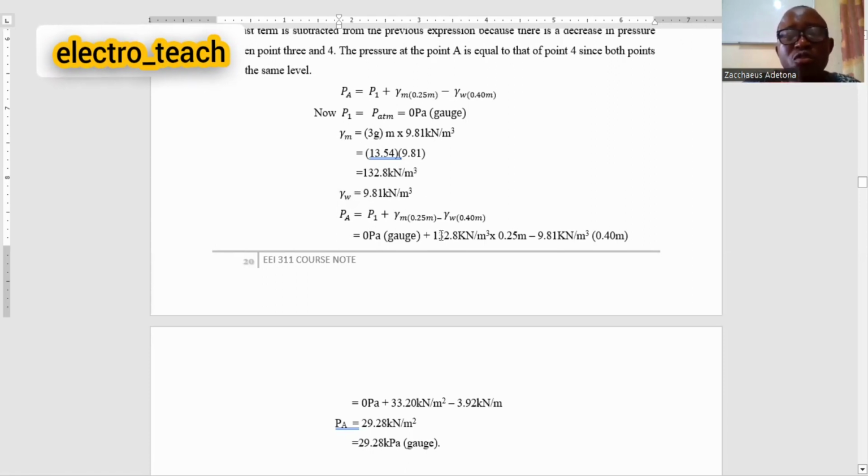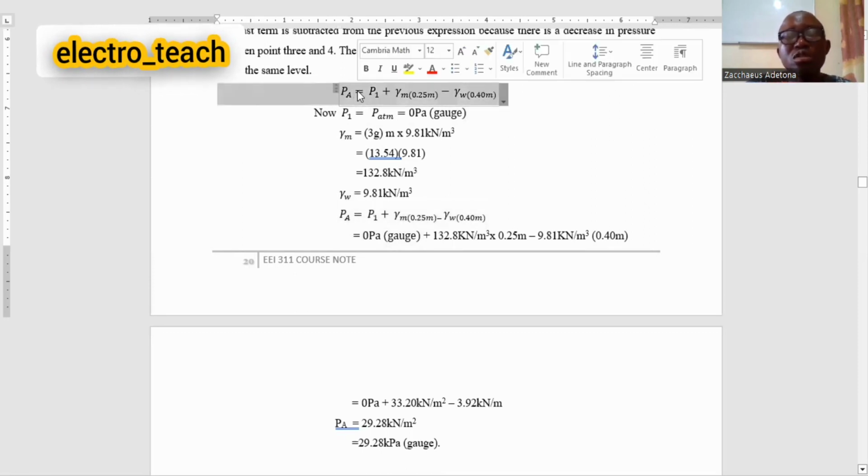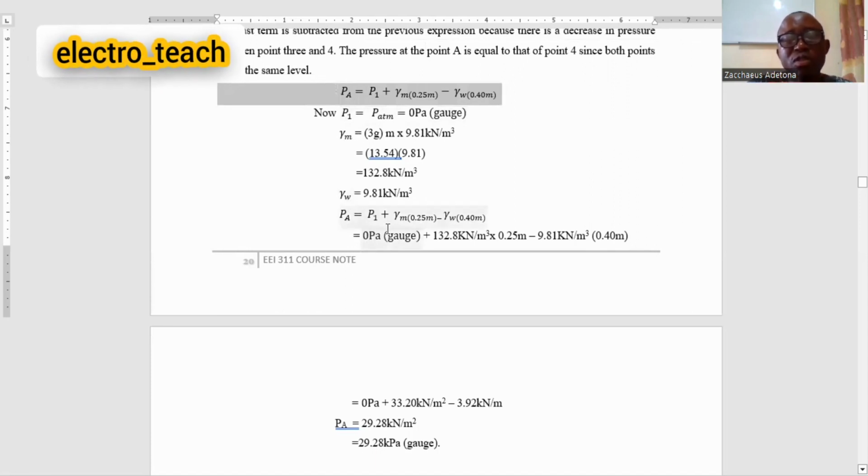We can now substitute the two of them into the equation up here to know the value of PA. So PA will be equal to P1 plus gamma M times 0.25 minus gamma W times 0.4. So that is 0 Pascal plus 132.8 times 0.25 minus 9.81 times 0.4. So that is how we obtain the value of the pressure at point A.